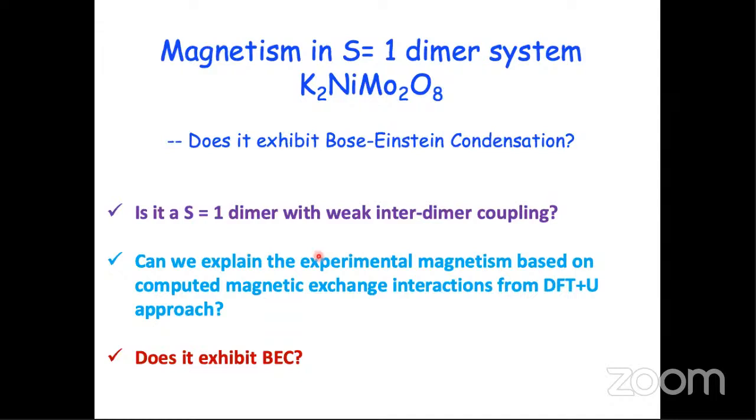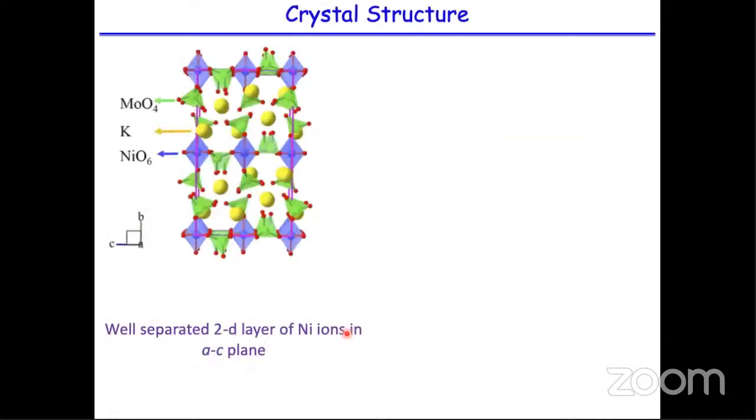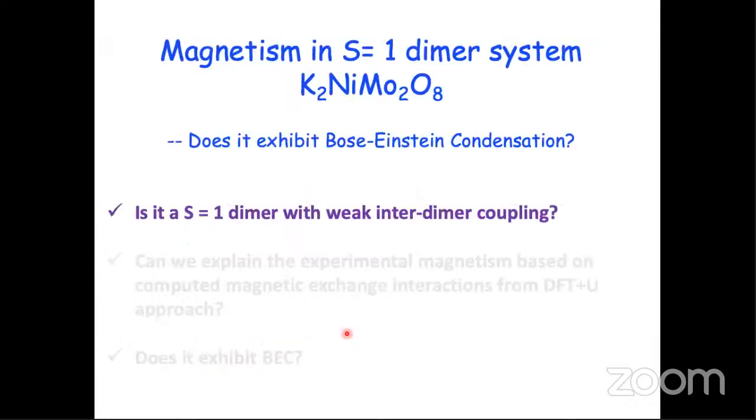And once we have the correct set of parameters, then we'll go to a hardcore boson model, where we'll try to understand whether this system exhibits Bose-Einstein condensation or not. And this third part has been done by my collaborator, Professor Benjamin, at the university. Okay, so let us first start with the first part: is it really a spin-one dimer or not?